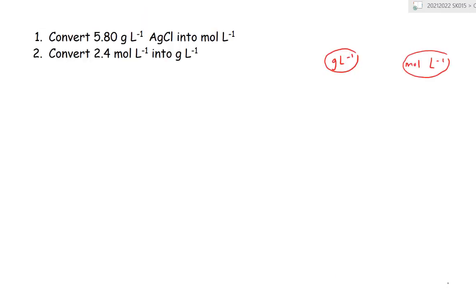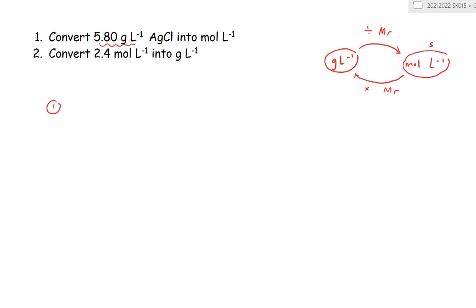Alright, so recall that gram per liter refers to solubility, and mole per liter refers to the molar solubility. So if we want to convert from gram per liter into mole per liter, you need to divide by the molar mass. And at the other side, if you want to convert from mole per liter into gram per liter, you need to multiply by the molar mass. So the first question is over here.